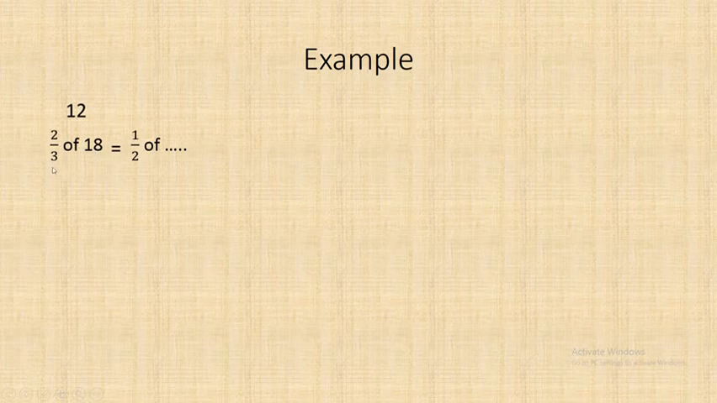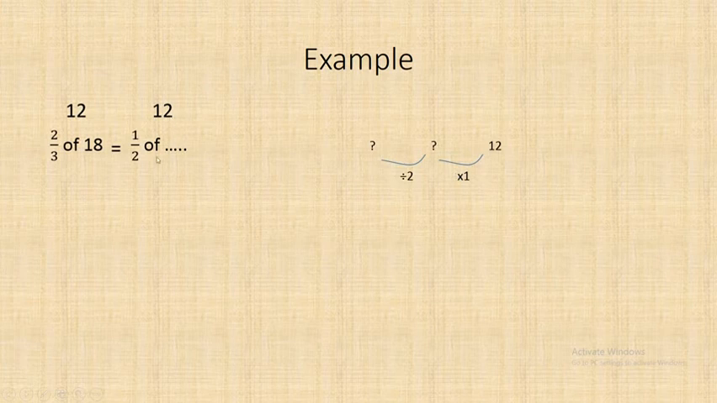So 18 divided by 3 equals 6. 6 times 2 equals 12. So this side is equal to the other side, which is equal to 12 too. If you want to get this missing number, you have to use the inverse operations. So this number here, I will divide it by 2, and the answer that I get, I will multiply it by 1 to get 12.